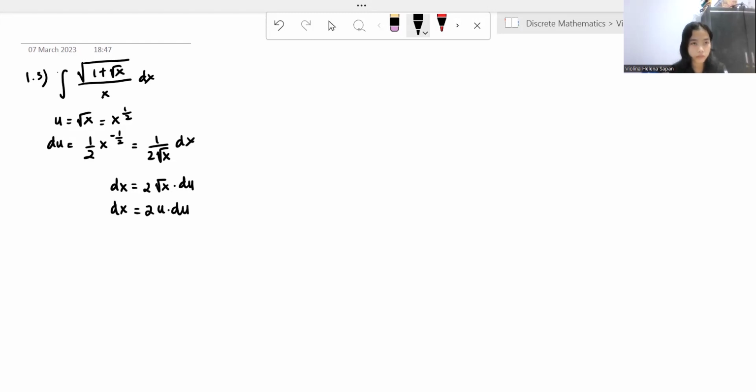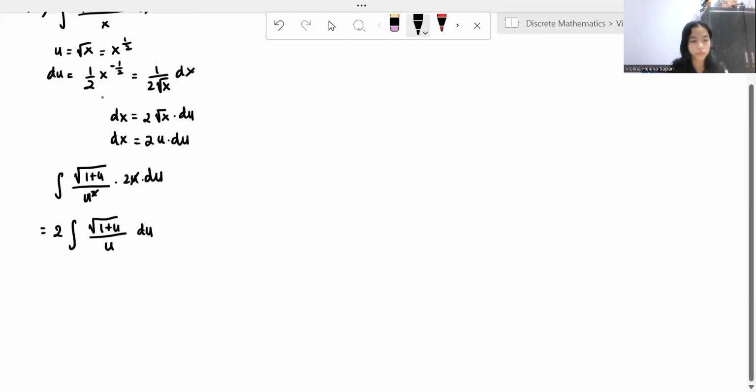Okay, next, we need to substitute in for x and dx here with u, right? We'll get this equation, and we can simplify this equation and pull out the 2. So it will become this.